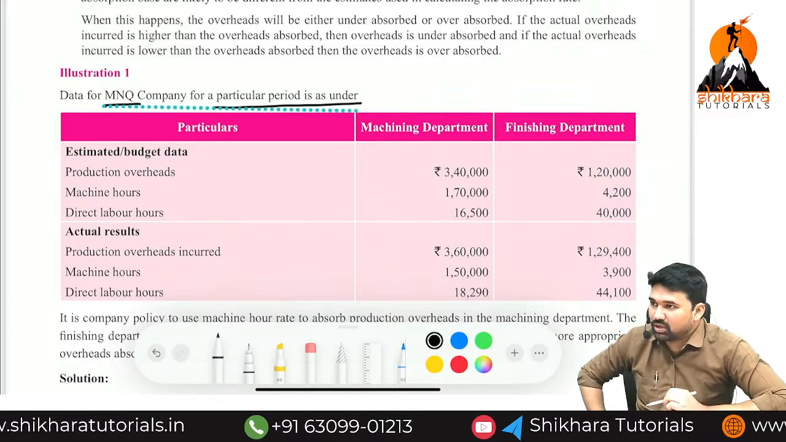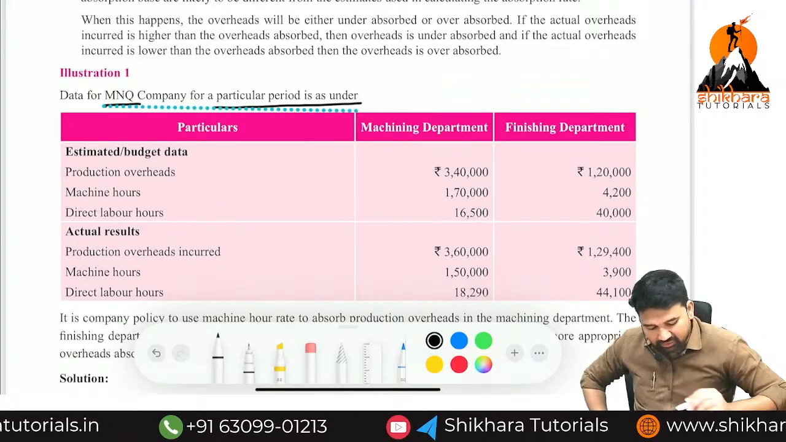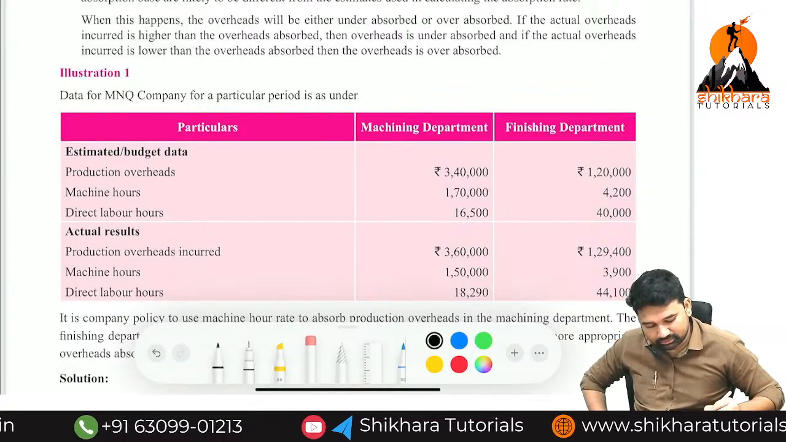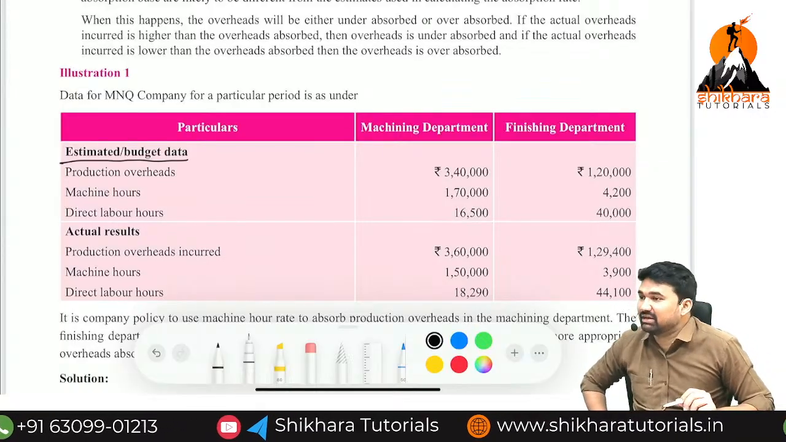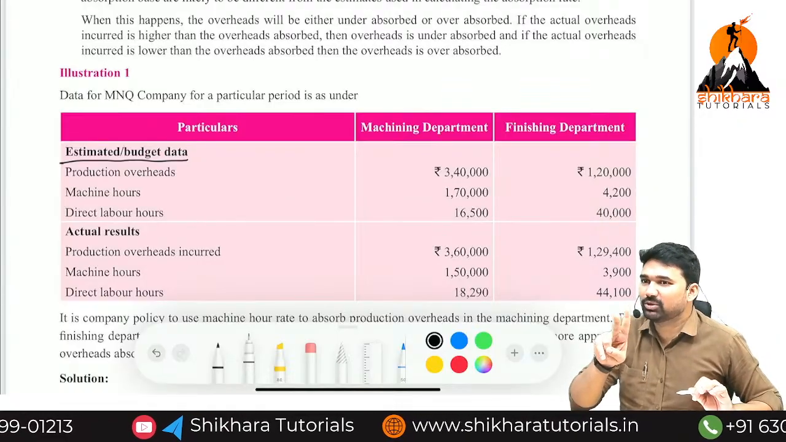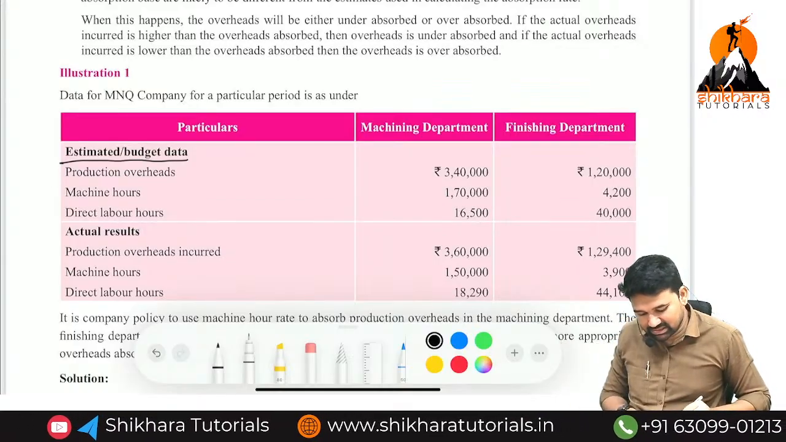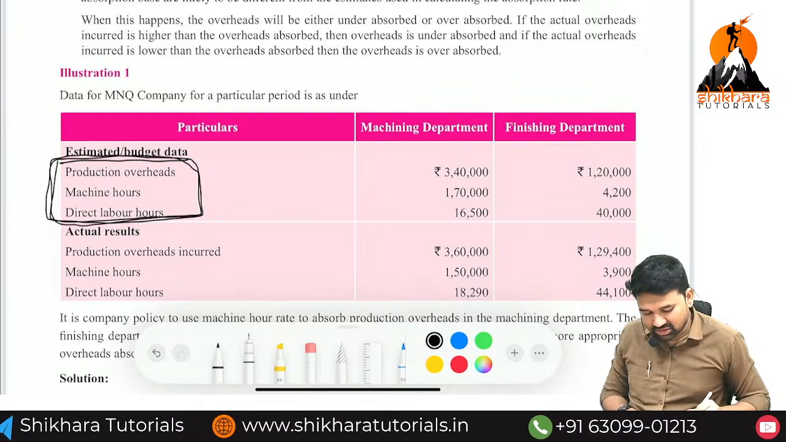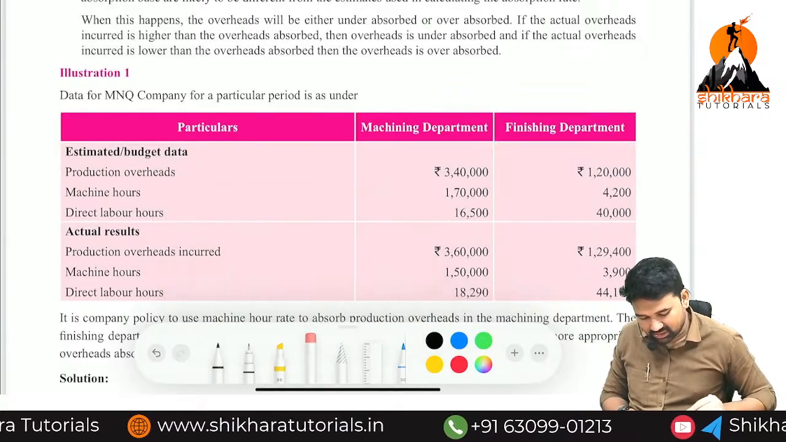As under. Okay, so they are furnishing data with respect to a company called M&Q company. This is estimated budget data. We also estimated in the previous example that if we are able to recover 2 rupees per unit, we will recover the whole thing. That means this is all your imagination, your estimation. This is not the actual result. This is your estimation.